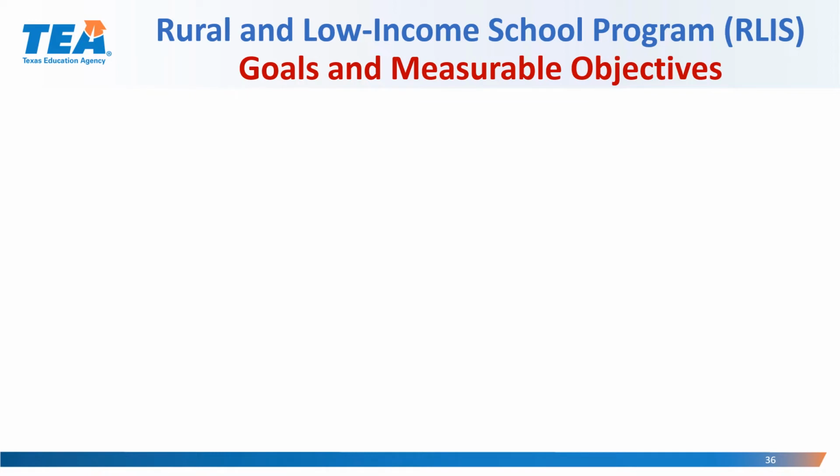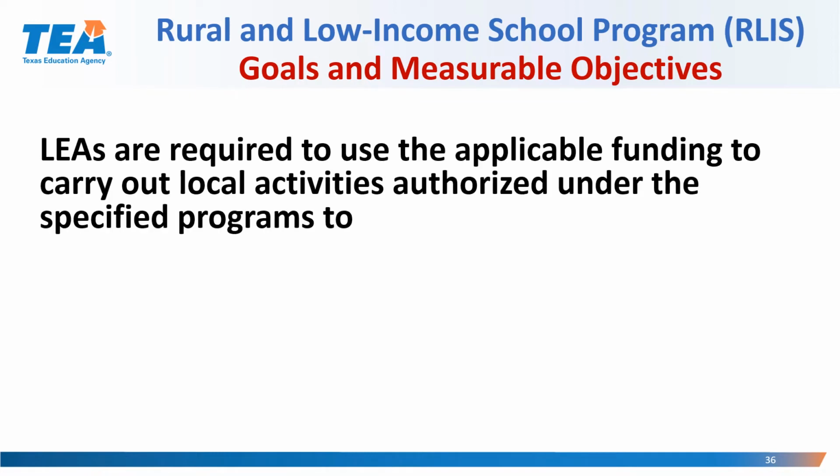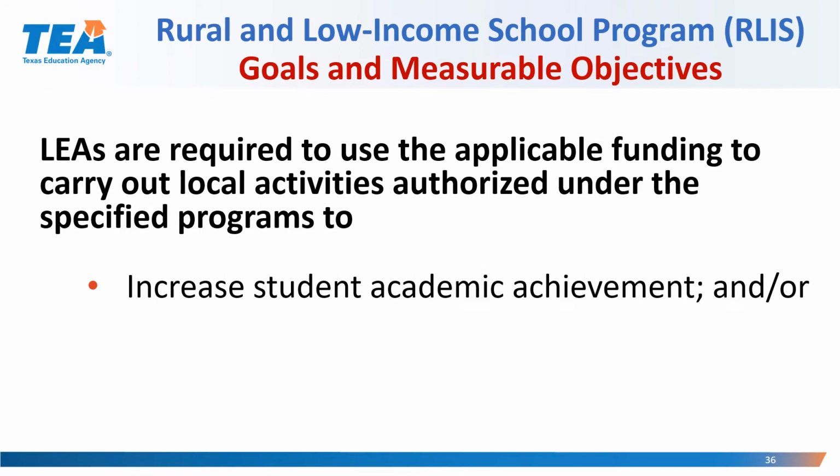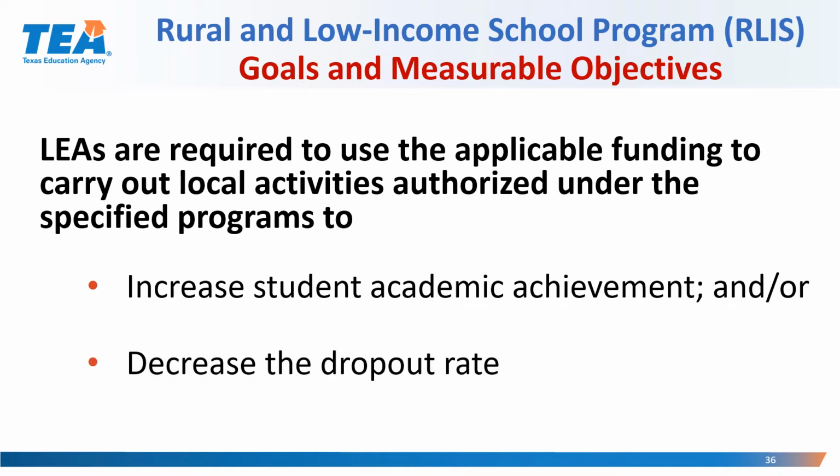Goals and measurable objectives. LEAs are required to use the applicable funding to carry out local activities authorized under the specified program to increase student academic achievement and/or decrease the dropout rate.